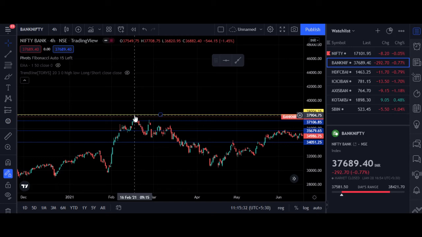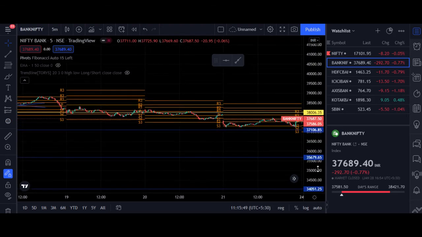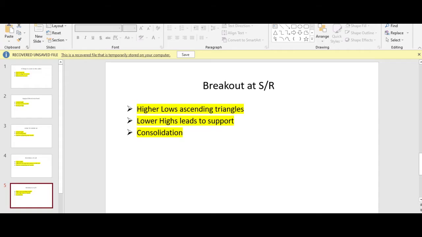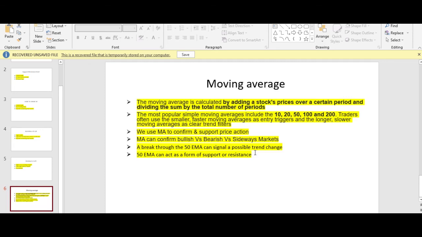Now we will quickly come to the last topic, the moving average. So what is moving average? The moving average is calculated by adding the stock prices over a certain period and dividing the sum by the total number of periods. That is the technical term in the books, but practically, we have moving averages of 10 days, 20 days, 50 days, 100 days, and 200 days.